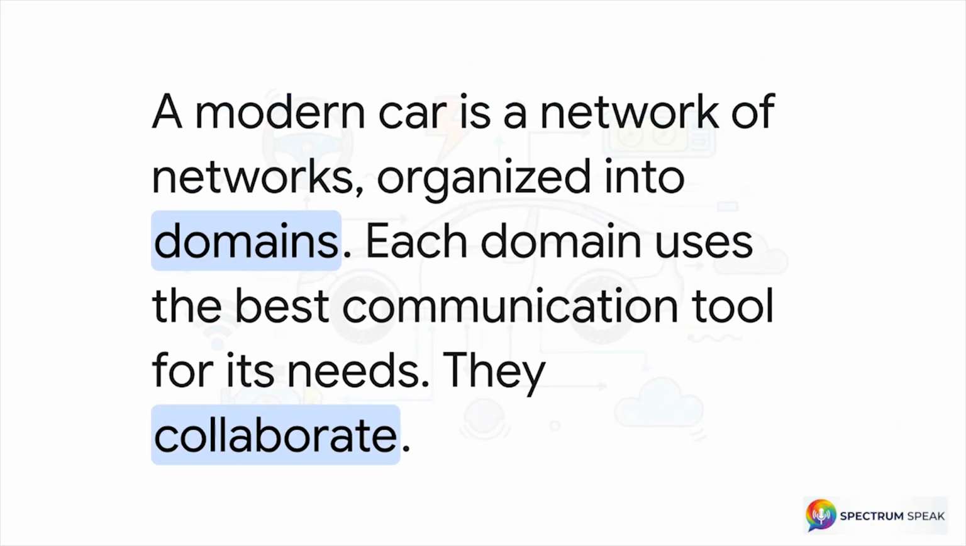So here is the crucial takeaway. A modern car is a network of networks. It's all organized into different domains, like the powertrain, the chassis, the infotainment system, and each domain uses the absolute best communication tool for its specific needs. They don't compete with each other. They collaborate to form the complete, functioning digital nervous system of the vehicle.